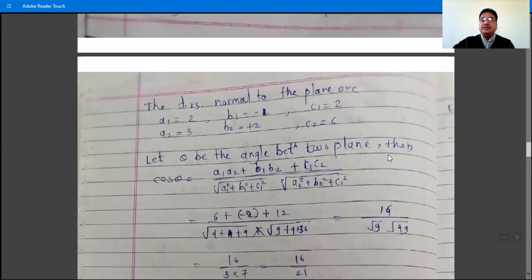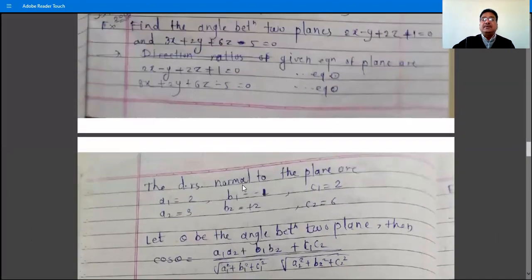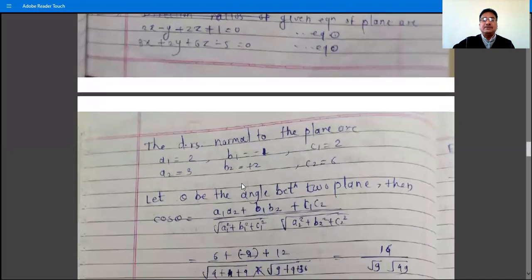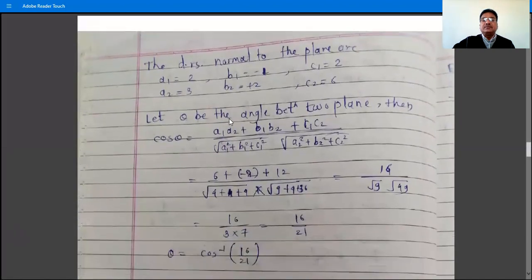Let theta be the angle between the two planes, then cos theta is equal to a1 a2 plus b1 b2 plus c1 c2 divided by root of a1 square plus b1 square plus c1 square, root of a2 square plus b2 square plus c2 square. This is the formula to obtain the angle between two lines, and the same formula is useful to find the angle between two planes, because the angle between two planes is nothing but the angle between two normals, meaning the angle between two lines. So suppose theta is the angle between the two planes, then cos theta is equal to this formula: a1 a2 plus b1 b2 plus c1 c2 divided by root of a1 square plus b1 square plus c1 square, root of a2 square plus b2 square plus c2 square.